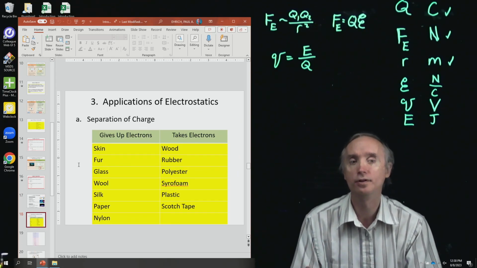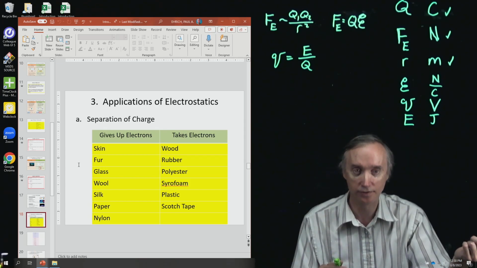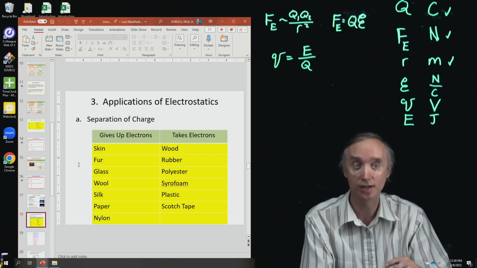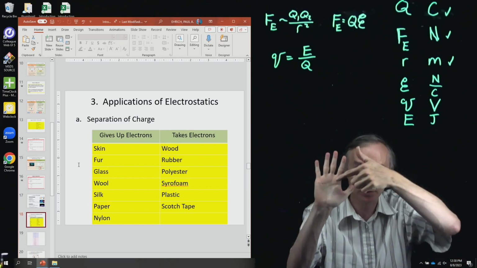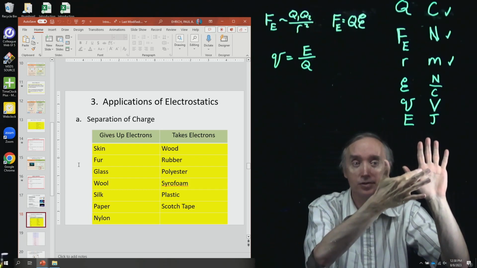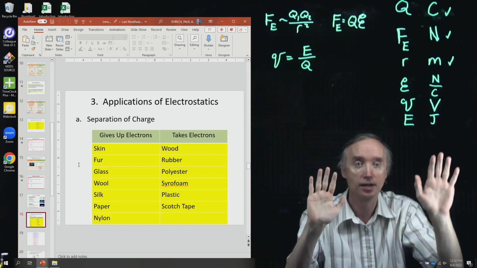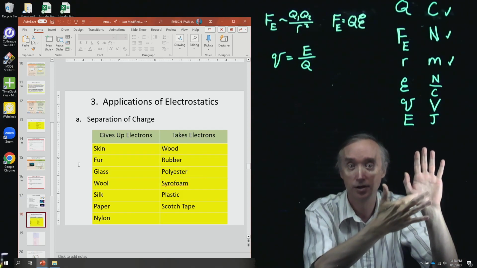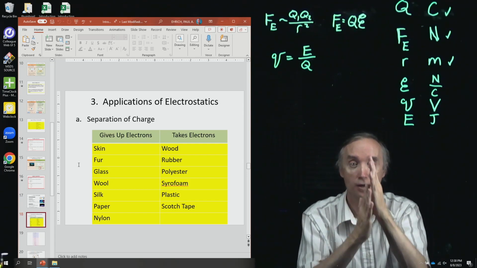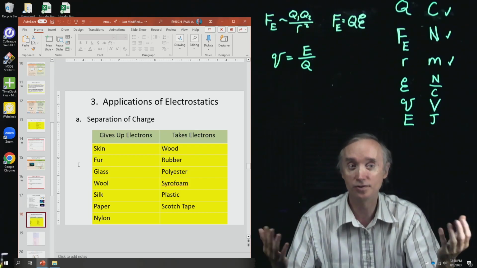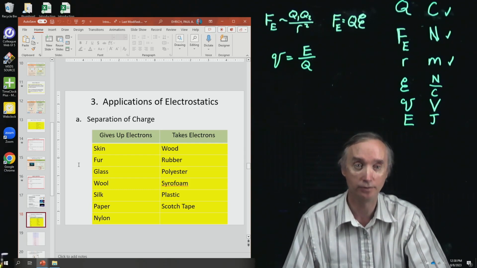Okay, all I want you to know is that some substances like to give away their electrons and other substances like to take electrons. So when you rub them together, one is going to have electrons on it and one is going to have the absence of electrons on it. So that means that this one is going to be negatively charged and this one is going to be positively charged. So you can physically separate electrical charges by rubbing them together. You can also separate electrical charges chemically, and that's how a battery works.